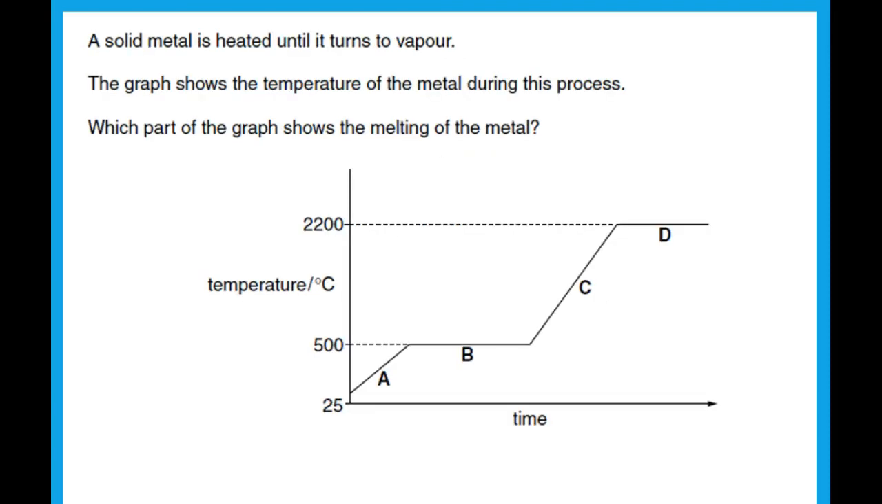Okay. A solid metal is heated until it turns to vapor. The graph shows the temperature of the metal during this process. Which part of the graph shows the melting? So which part is melting? Do you remember the heating curves? What is A? If we're looking at a heating curve, the parts where we're moving up, that is either solid or liquid or gas. So I would say that A is actually solid, C is liquid, and if we went up above D, we would be a gas. But the flat areas in the curve, this is where you have a change of state. So where would be melting? So melting is the part that says B.